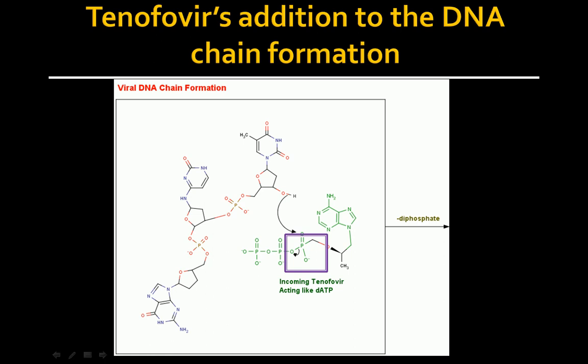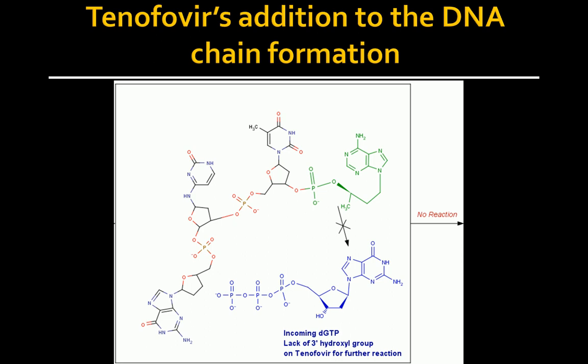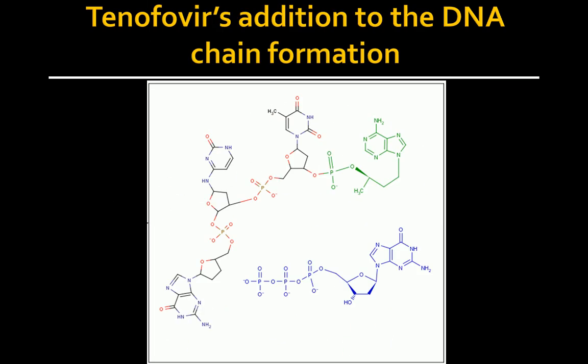When an incoming dNTP tries to add on to the viral DNA chain, it is unable to find a site to bind to because tenofovir lacks the deoxyribose sugar group. Normally, dNTPs are rapidly getting added onto the DNA chain, but in this case, tenofovir blocks the addition by acting as a cap, causing termination of DNA elongation.